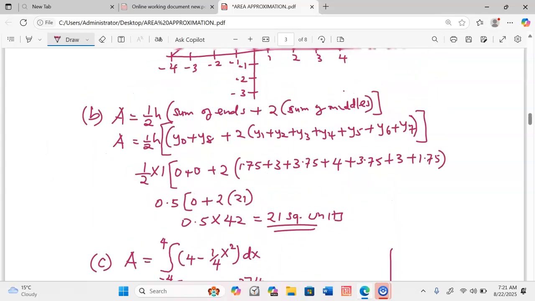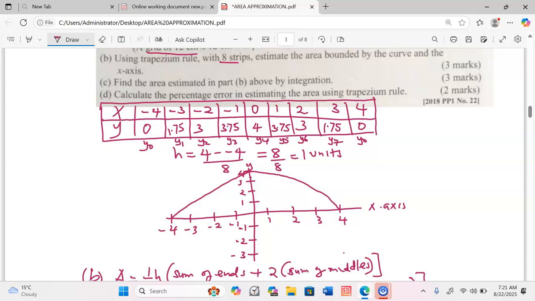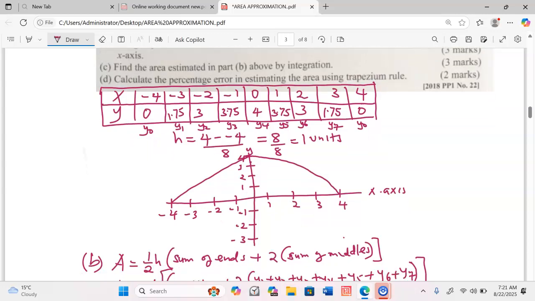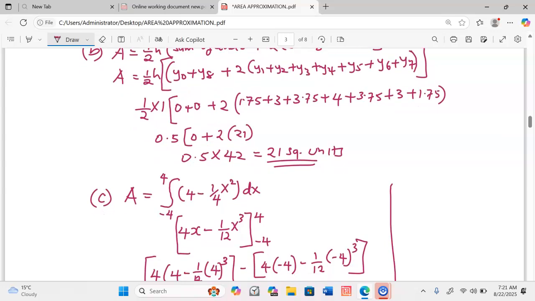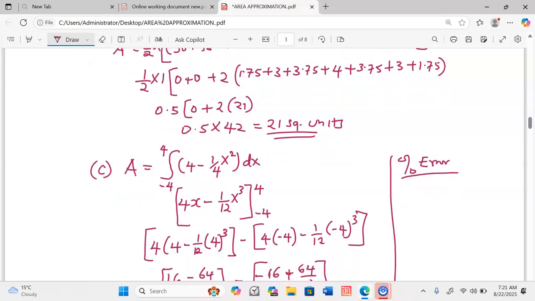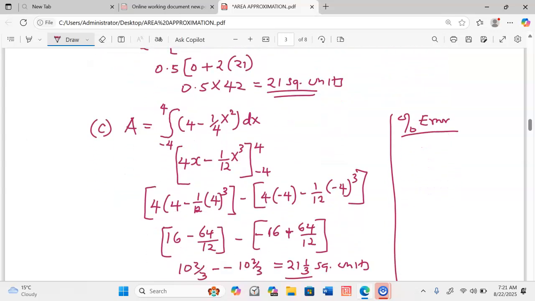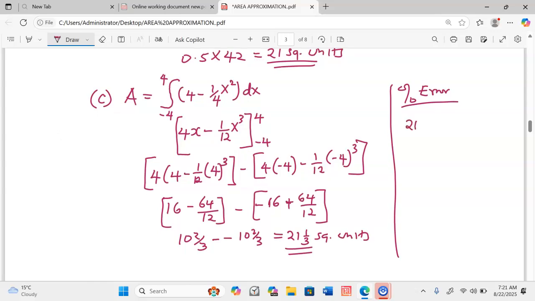And we are going to move to the last part, which is part D, calculate the percentage error in estimating the area using trapezium rule. So in this case, to get the percentage error, we are going to take the exact area, which is 21 and a third. Exact area is worked out using integration, minus the area using trapezium rule, which is 21, divided by the actual area, which is 21 and a third, and we are going to multiply this by 100.